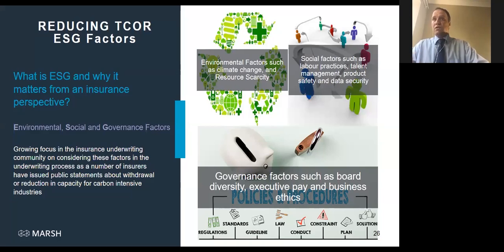However, you need to also consider your social factors. These factors relate to your labor practices, your talent management process, product safety, and even data security. Lastly, you have your governance factors, which are those relating to your board's diversity, executive pay, and general business ethics. These factors are becoming more and more important, and underwriters are considering these in the underwriting process. What is very important to note is that these impact insurance pricing, but rather as offering capacity to good companies. Next slide.